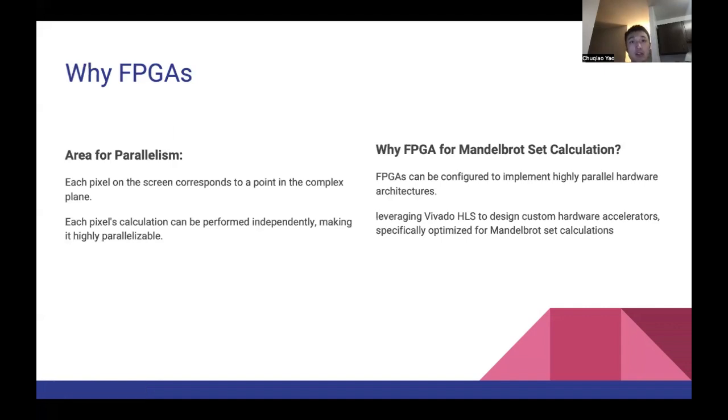In this slide, I'll explain why parallelism is essential. Each pixel calculation is independent of the others, making it an ideal candidate for parallel processing. We chose to use an FPGA because it can be configured to implement highly parallel architectures. Using Vivado, we're able to bring this design to life. The baseline implementation consisted of three different stages, the first stage being the compute stage.